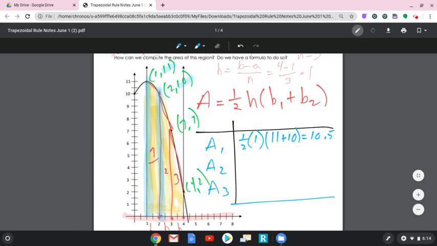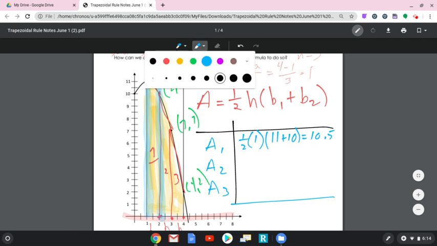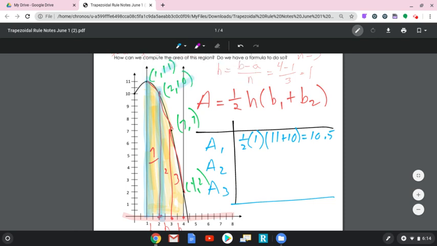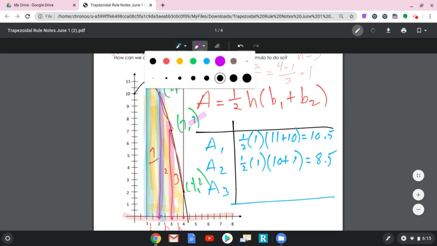10.5. Now let's look at my next trapezoid. If I look at my next trapezoid, I have base 1 from 2, base 2 for 2. So when I look at that and I put that function in, I have 1/2, the height is still 1. Base 1, that first purple highlighted, would be 10. Base 2 would be 7. So I would have 10 plus 7. Well, that's half of 17. That would be 8.5.